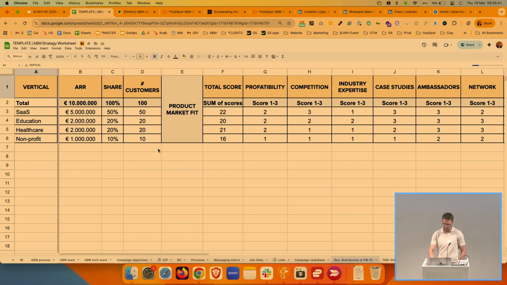I will just pull up this worksheet. So here, if you are in the exercise and it is unclear what is my ICP or what is my tier, you can start to score them on a lot of parameters. So how profitable is this market? Do we have case studies there, a network? That can also help you determine, is this industry the right fit? And if so, what should be my tier?